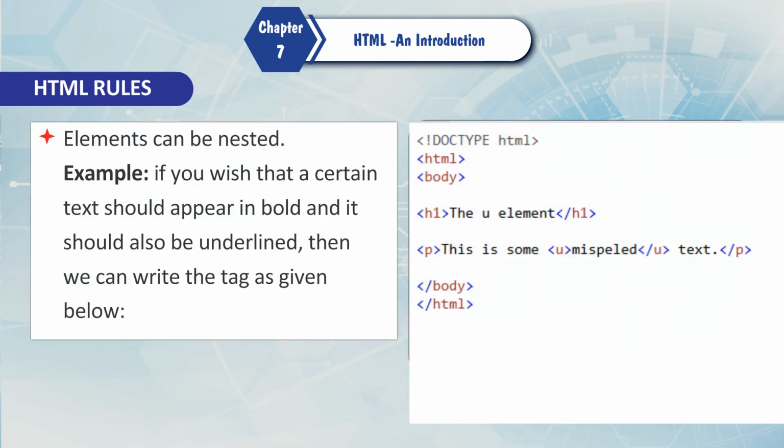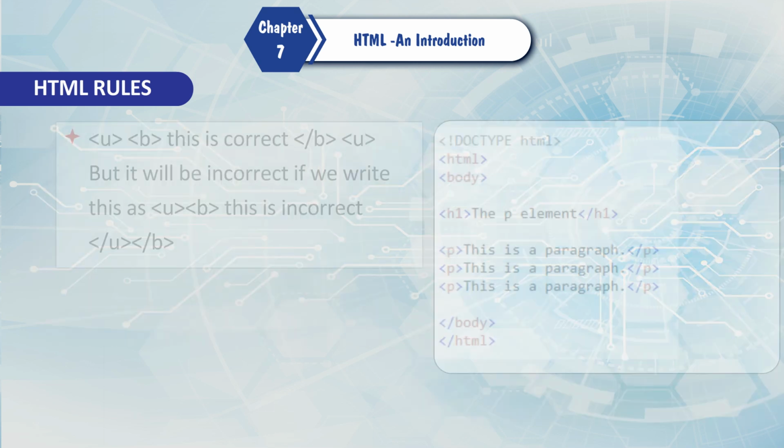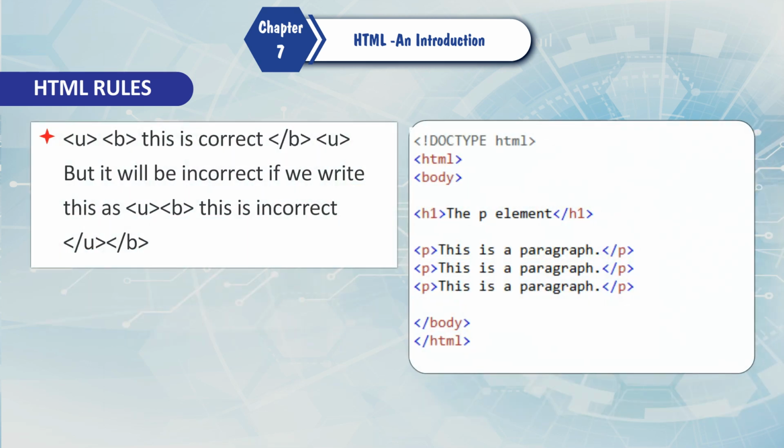Elements can be nested. Example, if you wish that a certain text should appear in bold and it should also be underlined, then we can write the tag as given below. <u><b>this is correct.</b></u>. If we write this as <u><b>this is incorrect.</u></b>, this is incorrect.